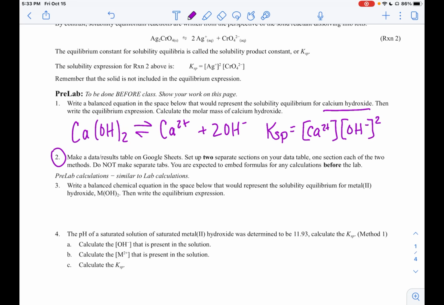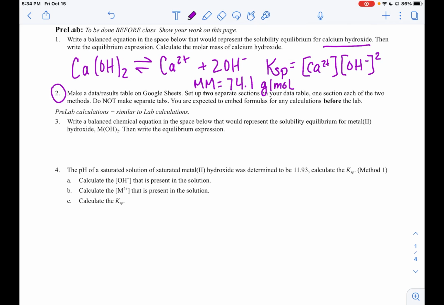And then finding the molar mass of calcium hydroxide. I'm not going to bother doing that out for you because I know you know how to do it. So the molar mass should come out to be equal to 74.1 grams per mole. So we're skipping over number 1.